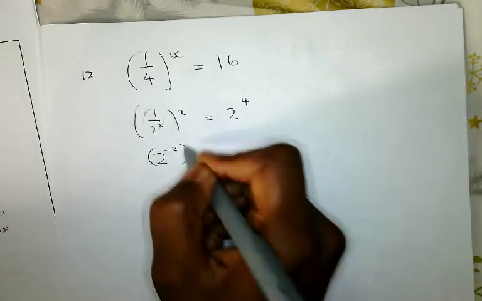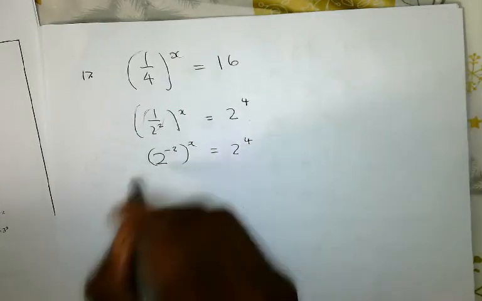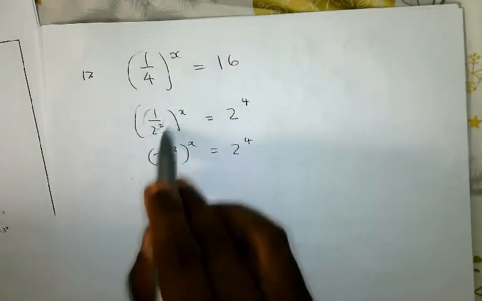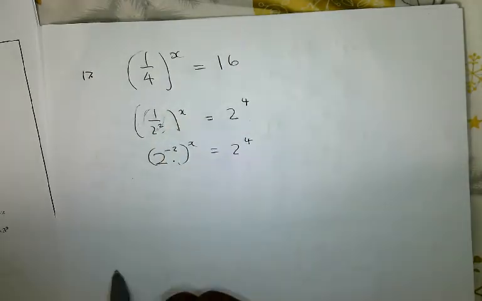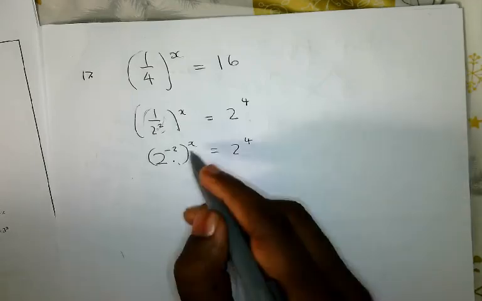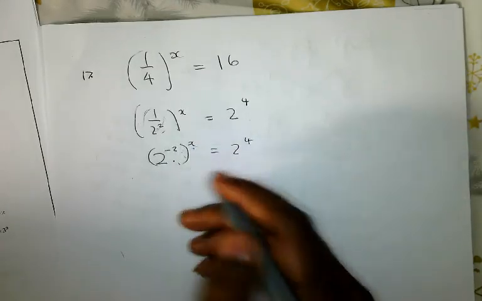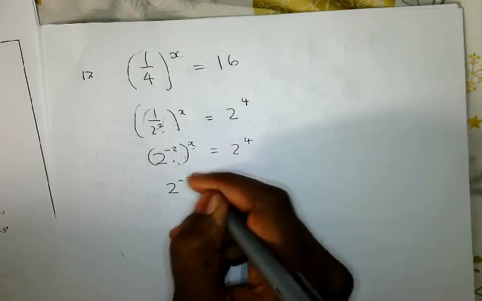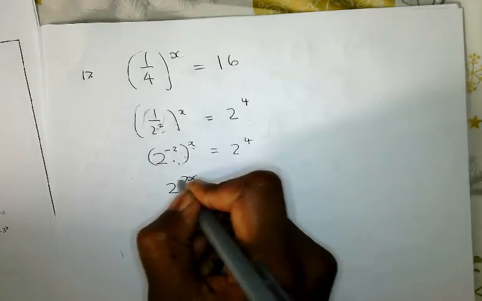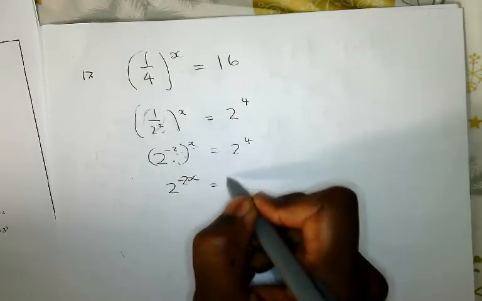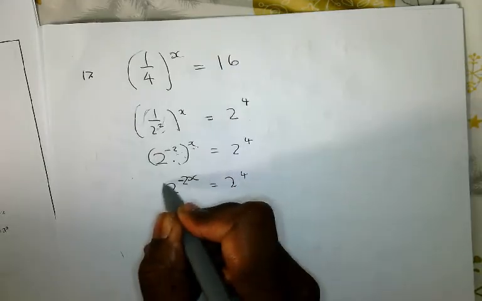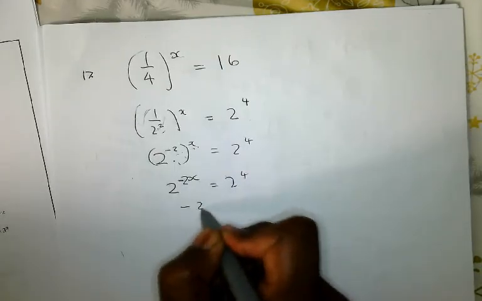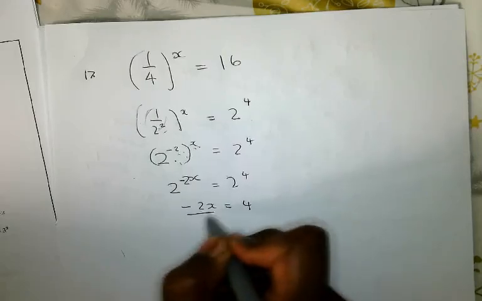Bracket means multiply. I'm going to multiply this together. 2 multiplied by that becomes 4. Bases are the same. I can now equate the exponents. Divide by negative 2 on both sides. x is negative 2. Is that clear, guys? Clear, straightforward.